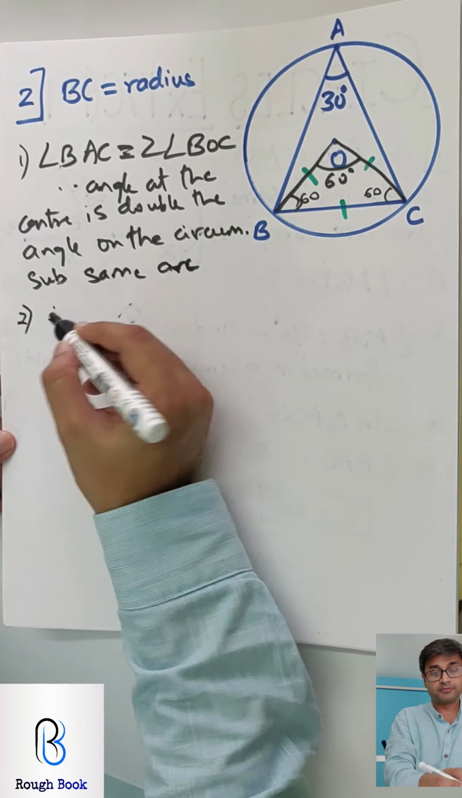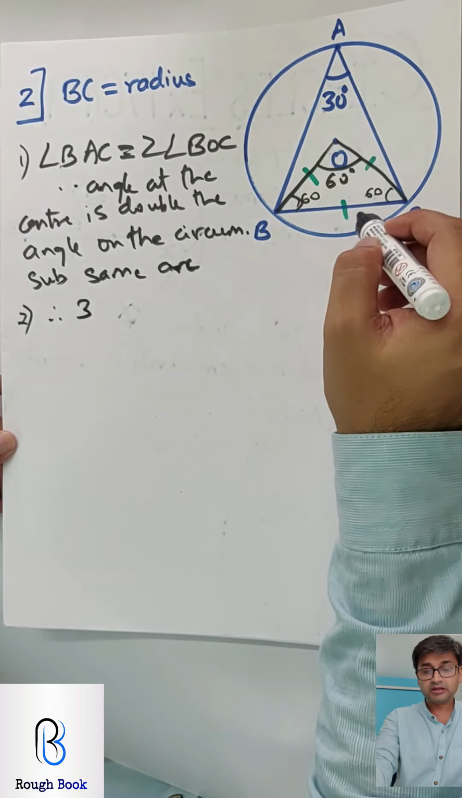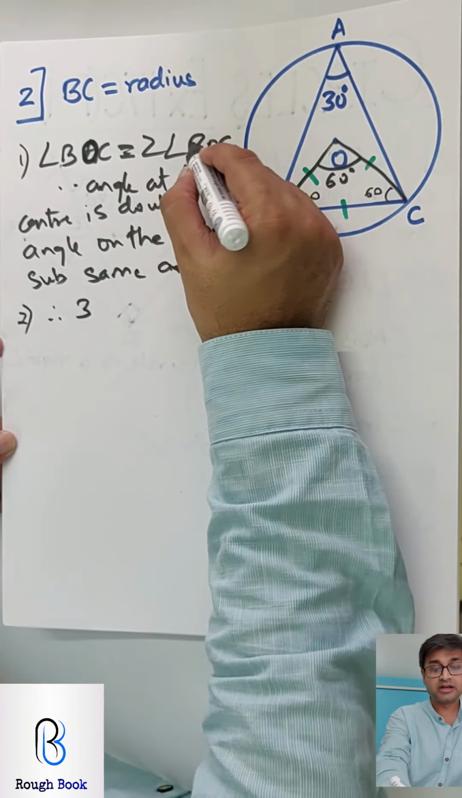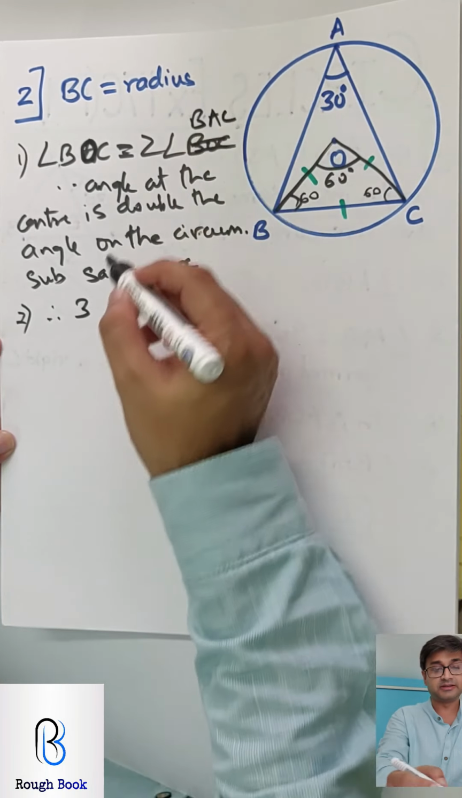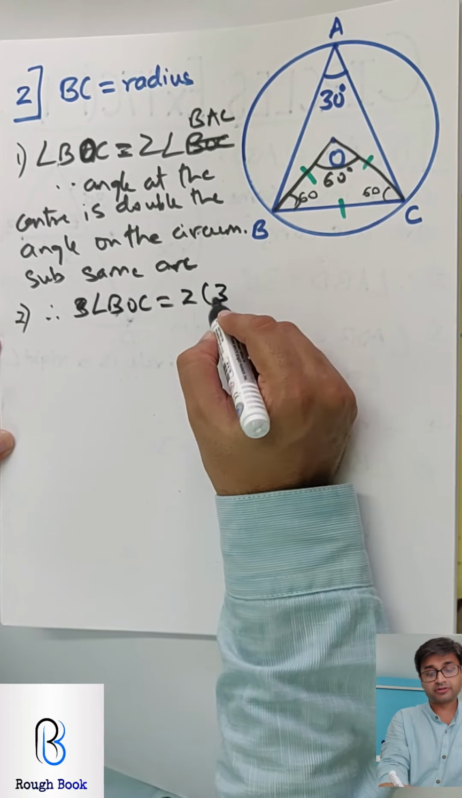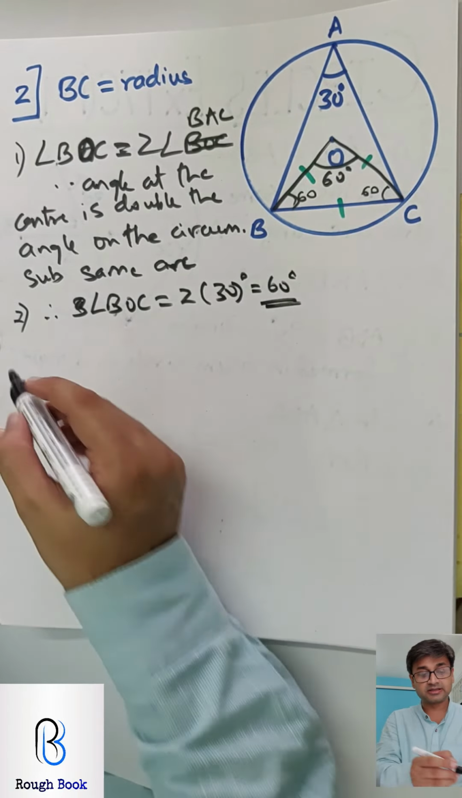So we get therefore BAC is 30. Sorry, this is where we messed up. BOC, the center, is double on the circumference BAC. So BOC we are trying to find double of 30, which will be 60. So we managed to get the 60.